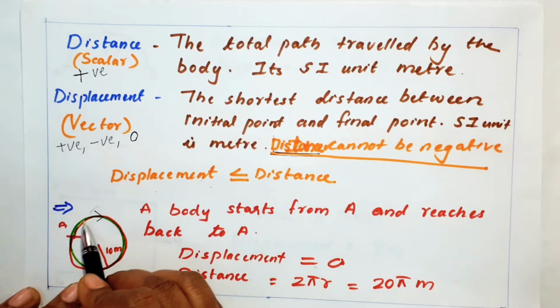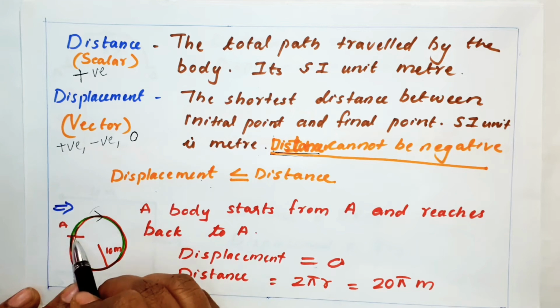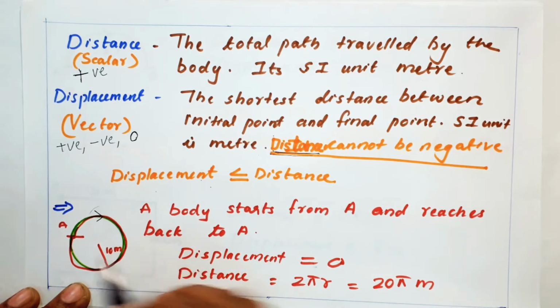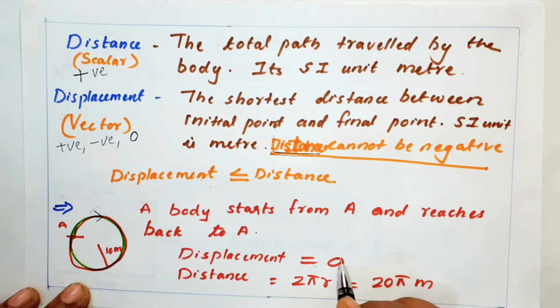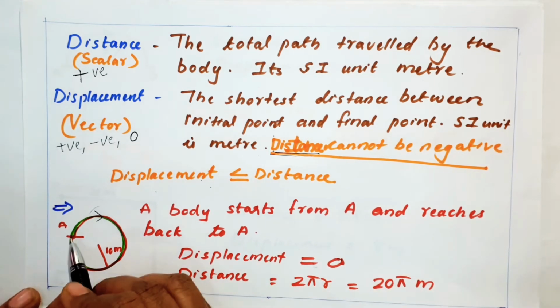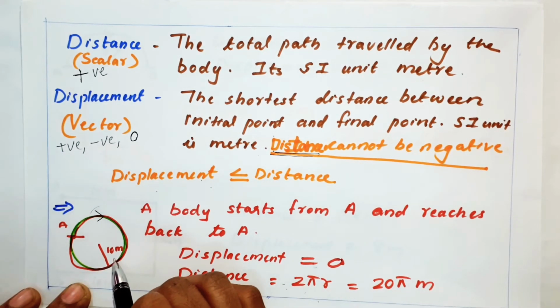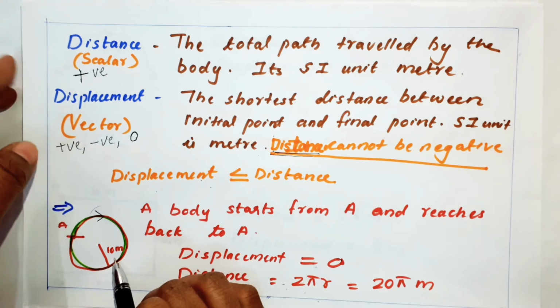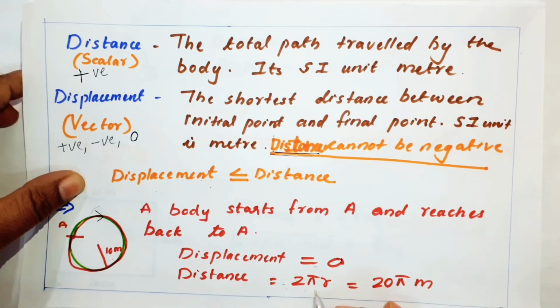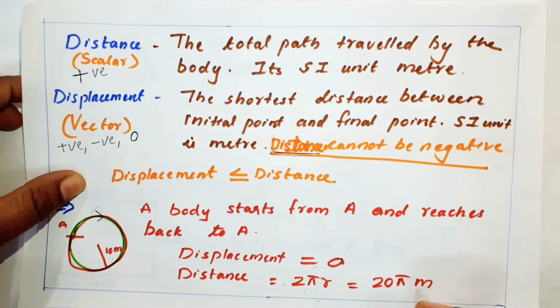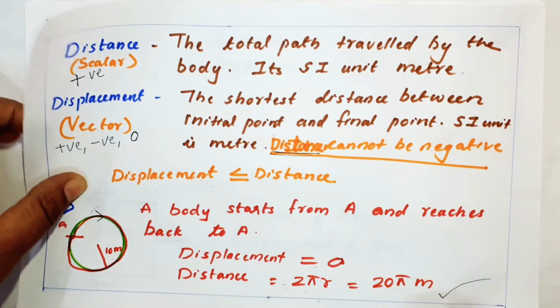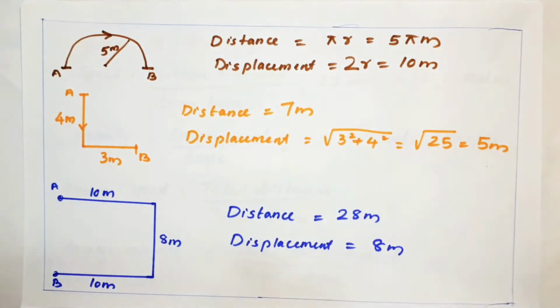See, the body's initial point and final point are same. Going here and coming back to the same point, so displacement is 0 because there is no distance between initial point and final point. But the distance is nothing but the total distance. Total distance is 2 pi r because it is a circular path of radius 10 meter. So circumference is 2 pi r. So it is 2 pi into 10, that is 20 pi meter. This is the answer. We will go for a few more examples.